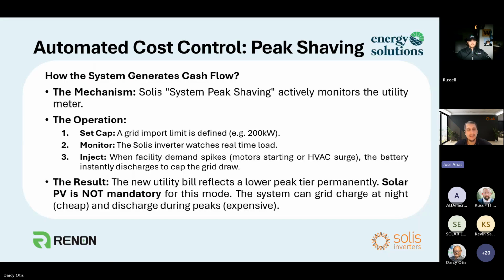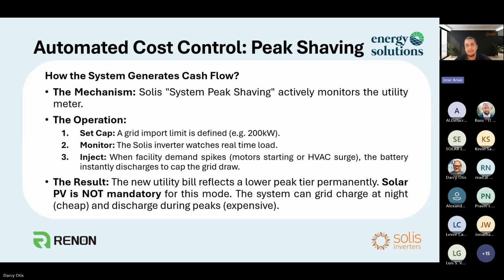Thank you, Russell. Regarding efficiency, it is about having control. For that, one application scenario is peak shaving. Usually peak shaving can be used alone or, depending on the battery bank capacity, it can also be used together with load shifting. In this case, Solis will be actively monitoring the utility meter, and when a specific limit is defined, in this example 200 kilowatts, the inverter will be checking this limit.